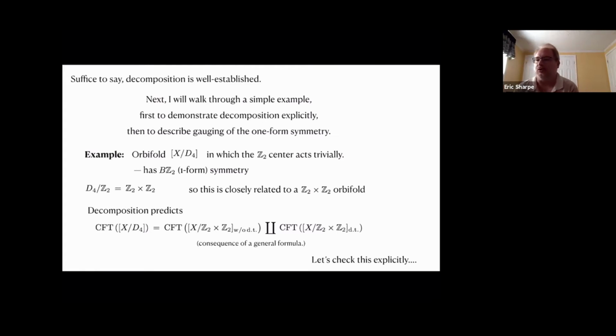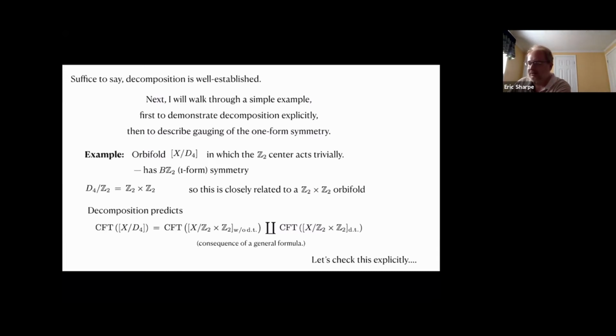So let's consider an orbifold of a space, some Calabi-Yau X, by the 8-element group D4. Now, D4 has a Z mod 2 center. Let's assume that center acts trivially on the space X. So from what I've outlined before, the theory has a BZ2 symmetry. Now, if I quotient D4 by the center, I get the group Z2 cross Z2. So this theory is going to be closely related to a Z2 cross Z2 orbifold. Now in this example, decomposition predicts that that D4 orbifold of X should be the same as a sum of Z2 cross Z2 orbifolds, one with discrete torsion, one without discrete torsion.